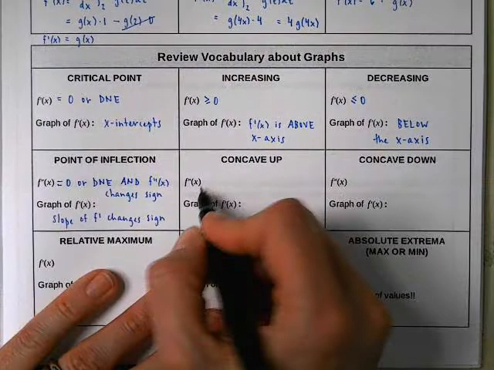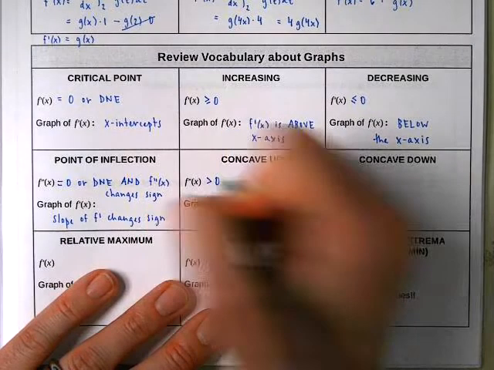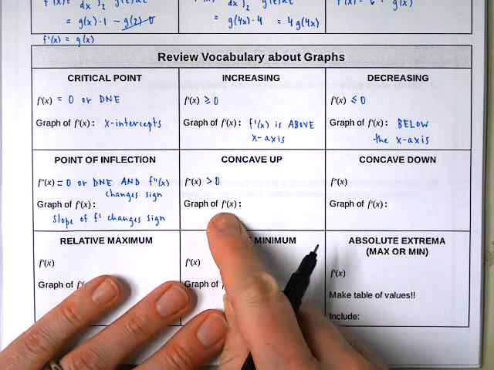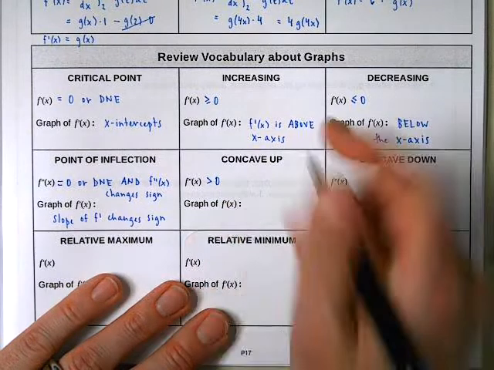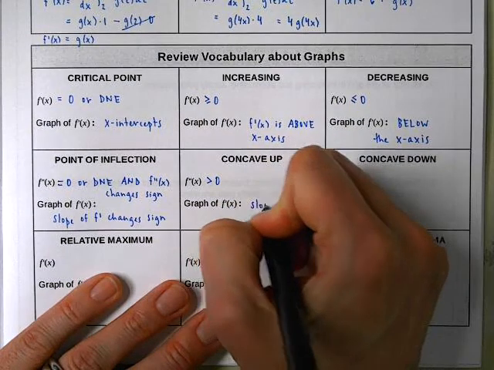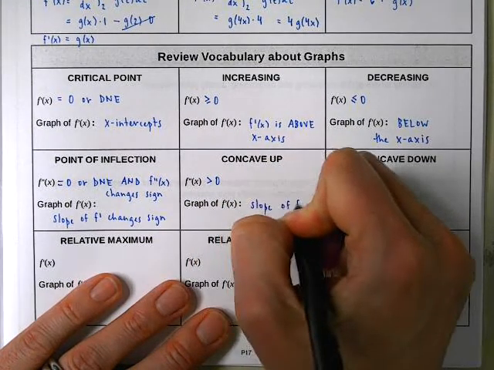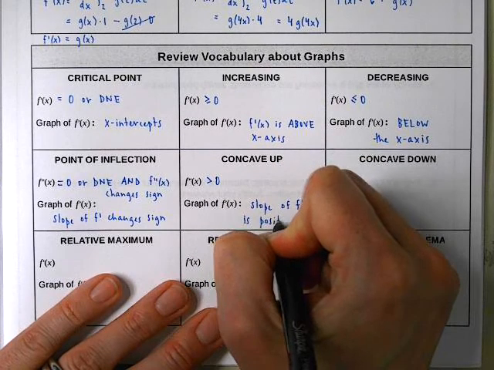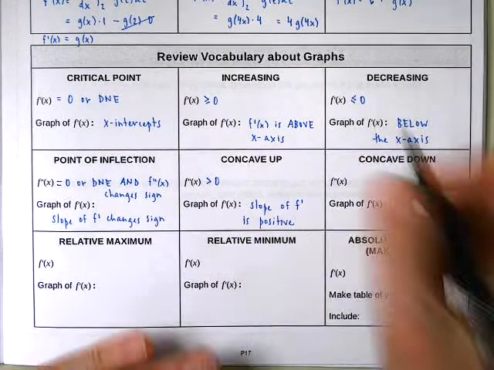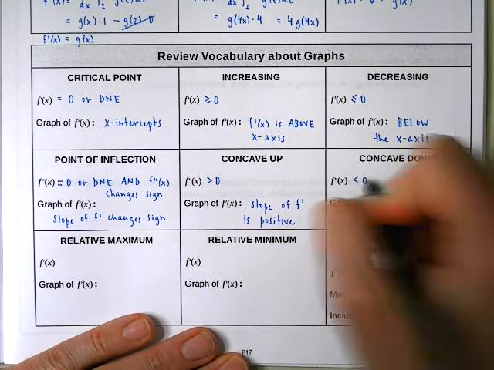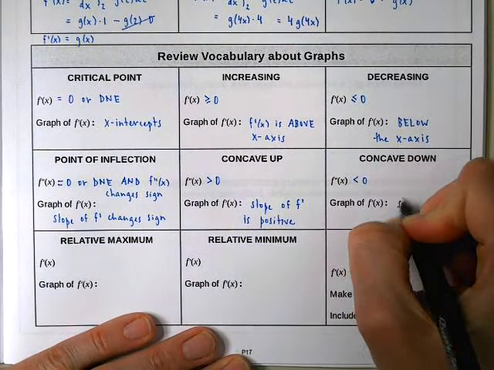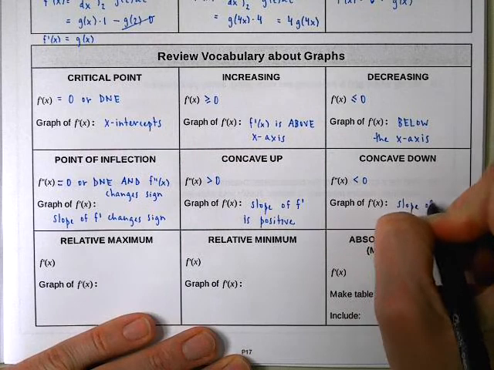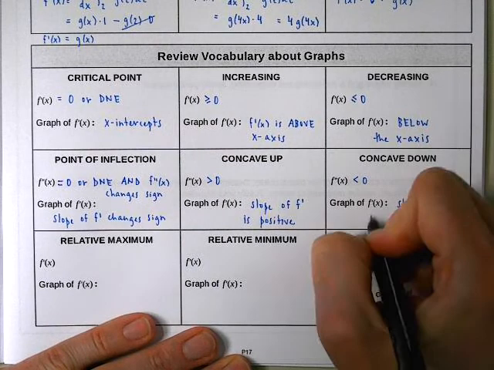Concave up is where my second derivative is greater than 0. If I'm looking at the graph of f prime, it's going to be where the slope of f prime is positive. For concave down, my second derivative is less than 0, and this is where the slope of f prime is negative.